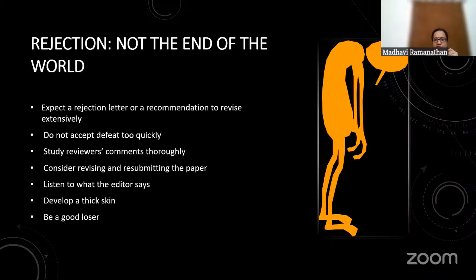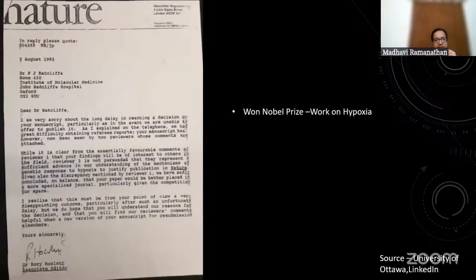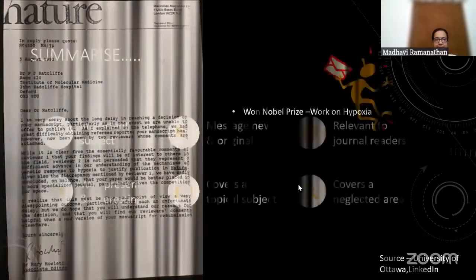So rejection is not the end of the world. Be a good loser and do not accept defeat so quickly. This is one of the famous rejections, the DNA double helix model, which was rejected 7 times. And this is another rejection in the Nature paper. Interestingly, you can see it was rejected in 1992 from Dr. Ratcliffe, who went on to win the Nobel Prize for the same work on hypoxia.